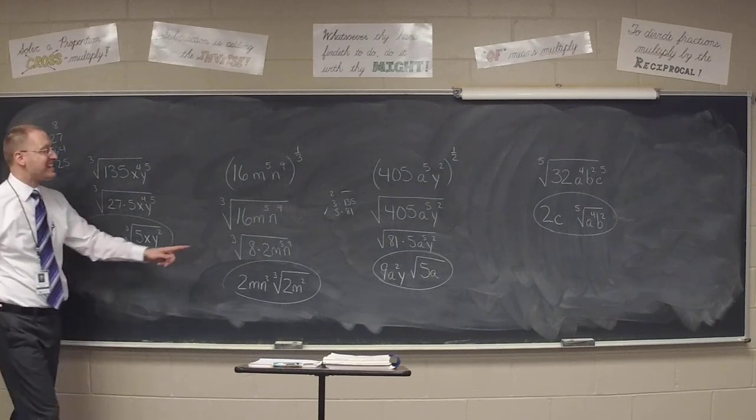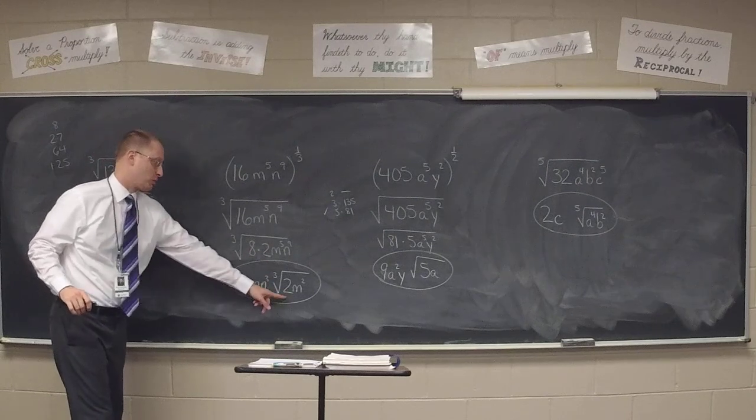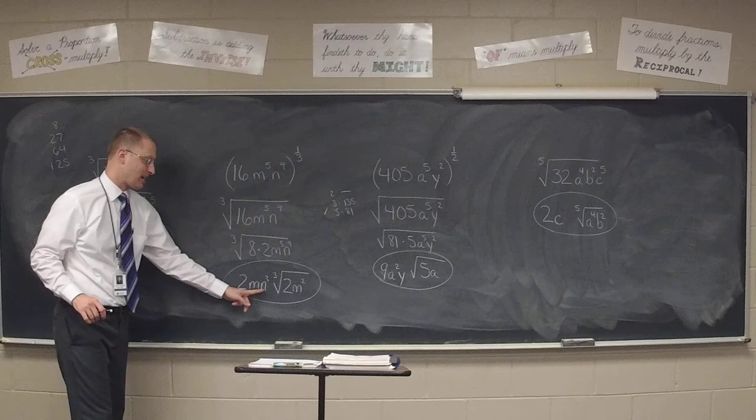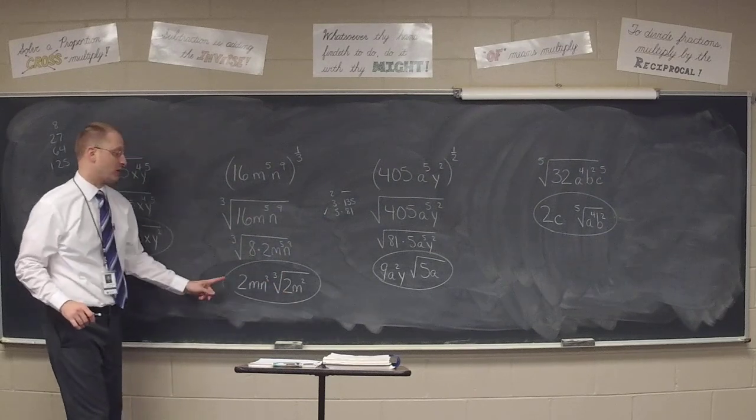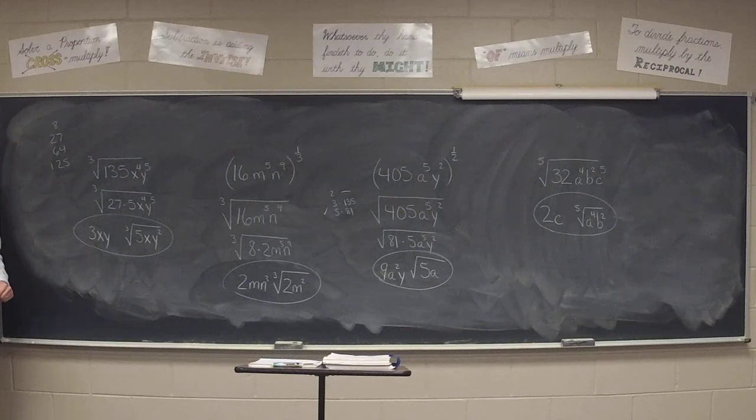On the next one, 8 times 2 is pretty evident. So I got a 2, and I left that 2 inside. 3 goes into 5 one time with 2 left, 3 goes into 9 3 times with nothing left. Did we get this answer? For the second one, 2mn cubed times the cube root of 2m squared.